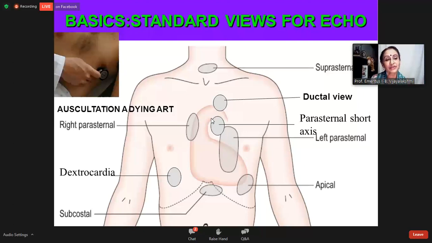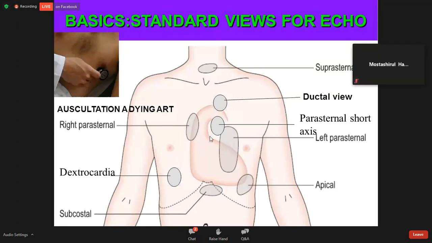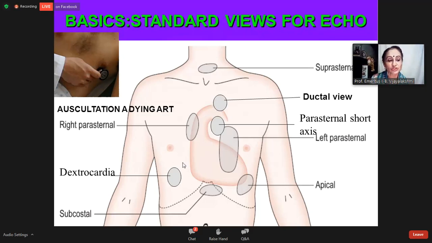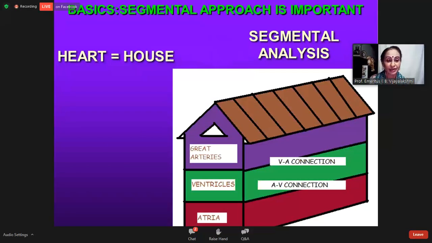Now starting with the basics, you all know the basic views, but in congenital heart disease, we give importance to the subcostal view, and then we have to go to the right side for the dextrocardia and also right parasternal, and one space above the short axis, that is the ductal view, and also the suprasternal view. So these are the extra views that we take care of in congenital heart disease.